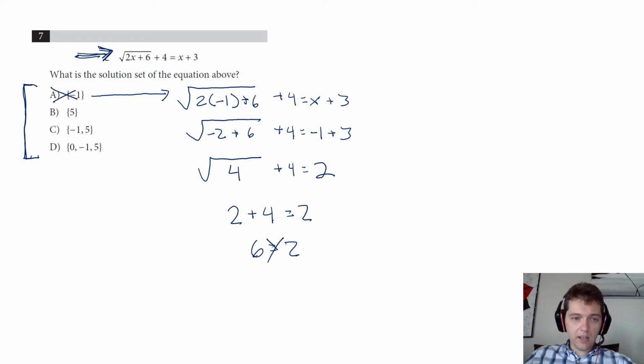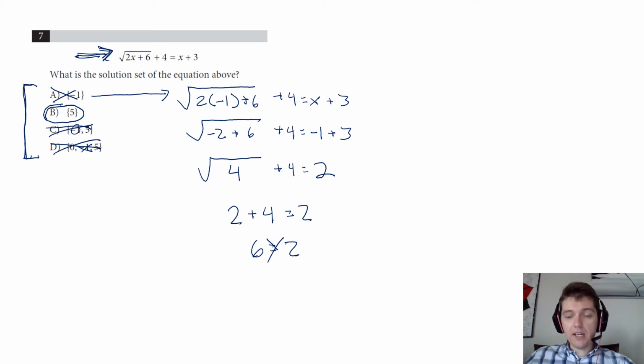So -1 is not a solution to this equation. A is incorrect. C is incorrect. D is incorrect. That leaves you with only 5. Only B is remaining as an answer. 5 is a solution. Now right there you can circle that, move on with your test.